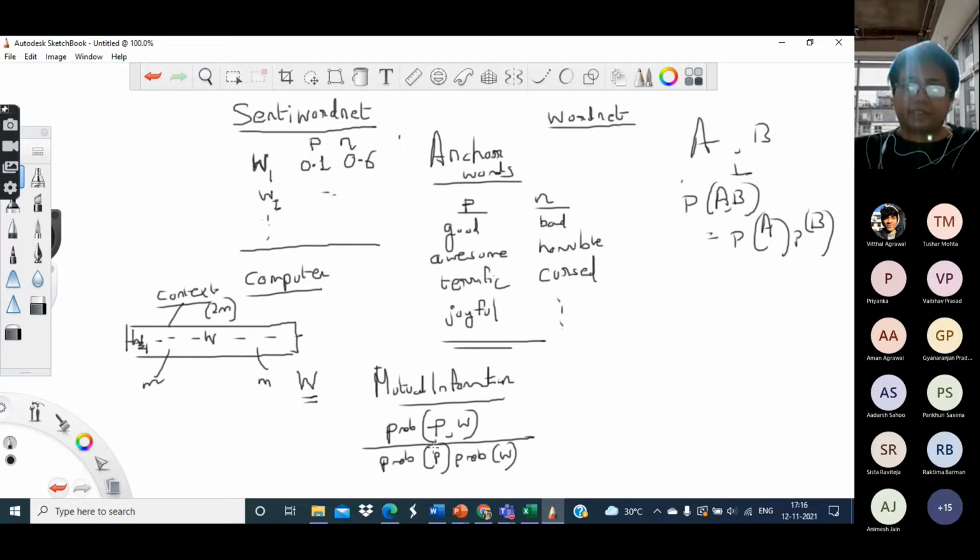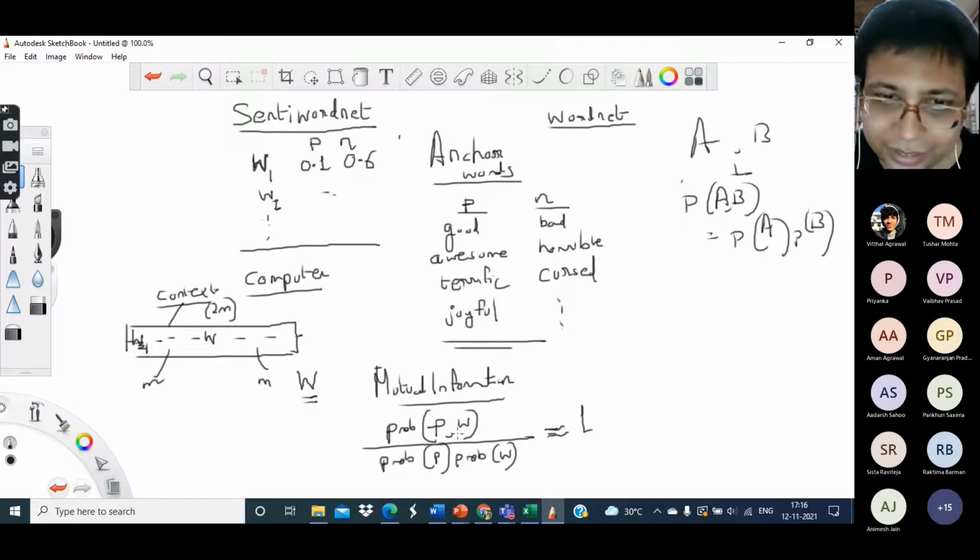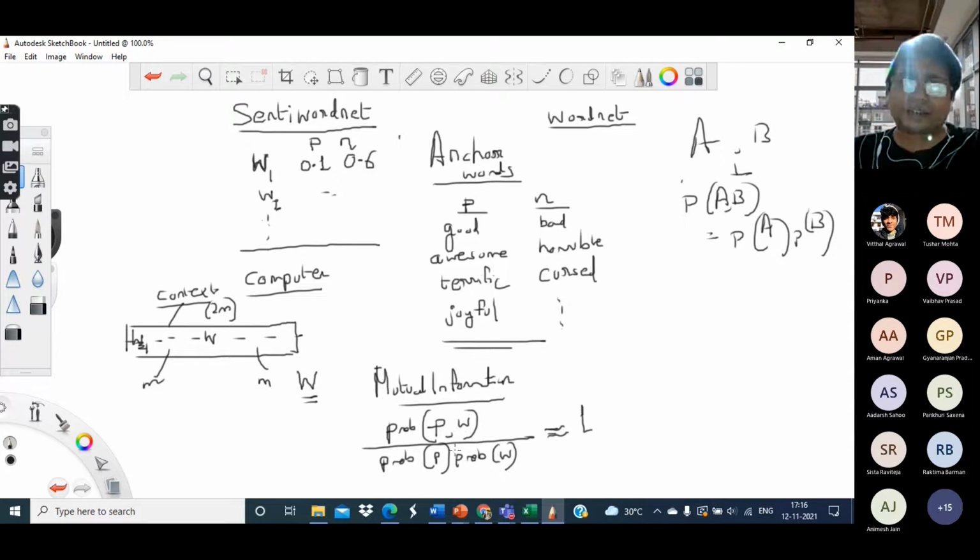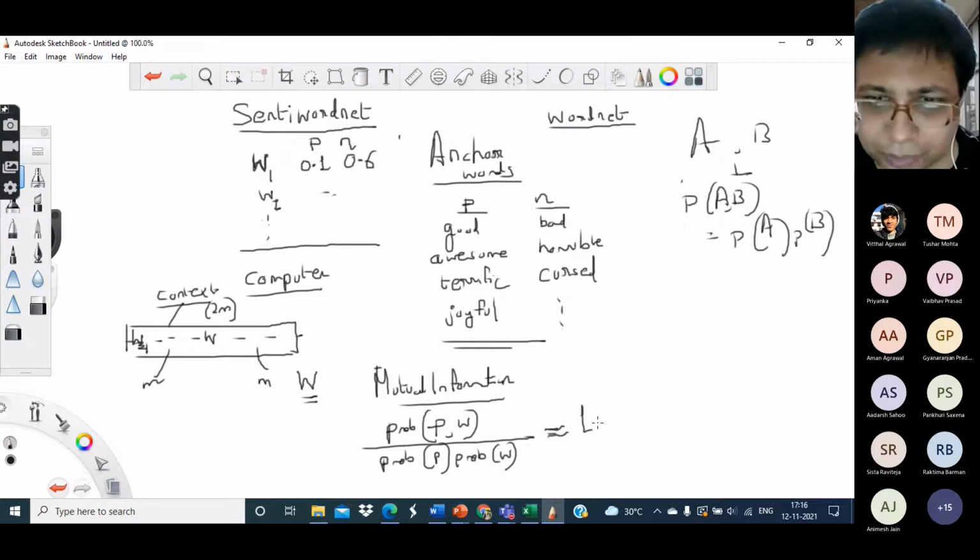So here, if these two words were independent of each other, then this thing should really be somewhere close to 1. If this were close to 1, that would mean they are usually independent of each other. There is no real relation between P appearing and W. That is, we cannot say that whenever one appears, the other also appears, or something like that.